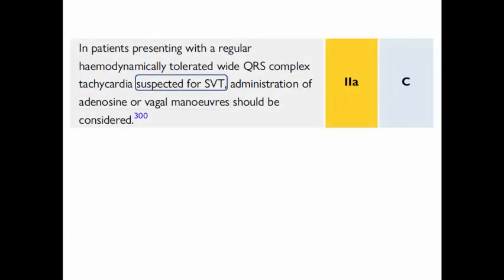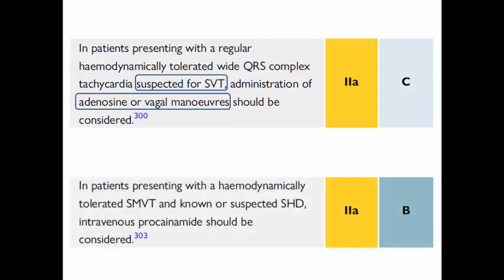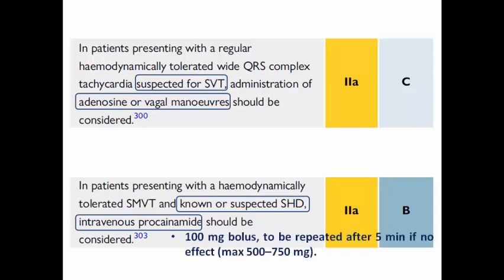If the patient is presenting with regular narrow complex tachycardia with hemodynamic stability suspected to be SVT with aberrancy, you can use IV adenosine or vagal maneuvers. In patients with hemodynamically tolerated sustained monomorphic VT with known or suspected structural heart disease, you can use IV procainamide with a 100 mg bolus to be repeated after 5 minutes if no effect, and a maximum dose of 500 to 750 mg. But please avoid rapid infusion to avoid hypotension.